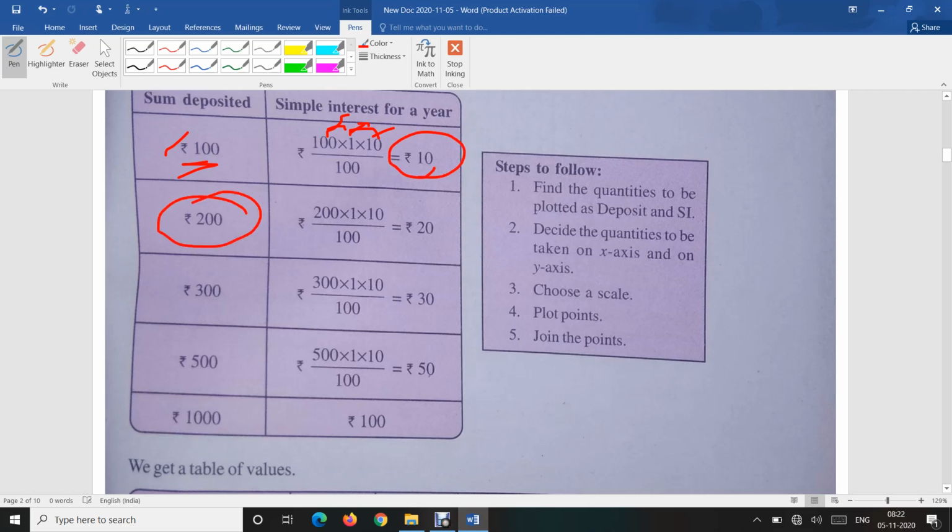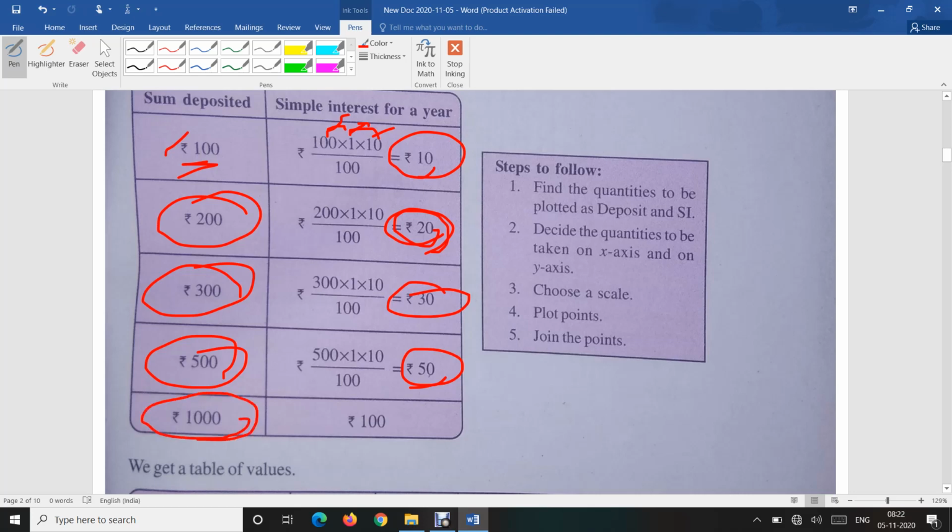Now if the principal is 200 rupees, then after solving that we will get simple interest is 20 rupees. If the sum deposited, that means principal, is 300 rupees, then simple interest is 30 rupees. Principal 500 rupees, simple interest 50 rupees, and 1000 rupees, then simple interest is 100 rupees. Okay, now this was the total.